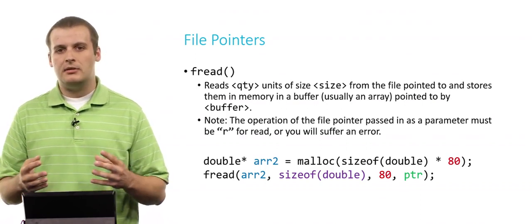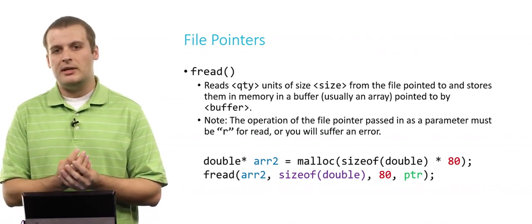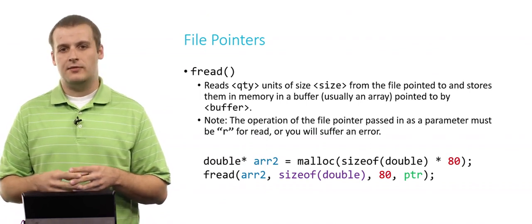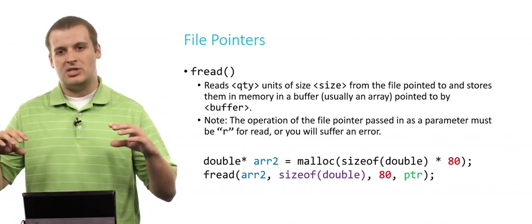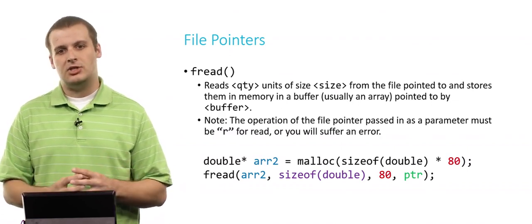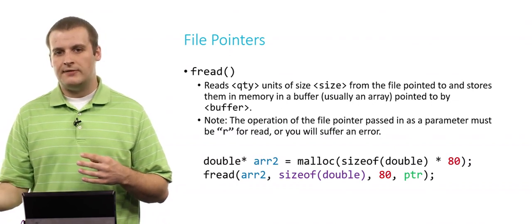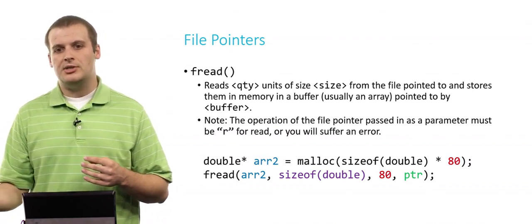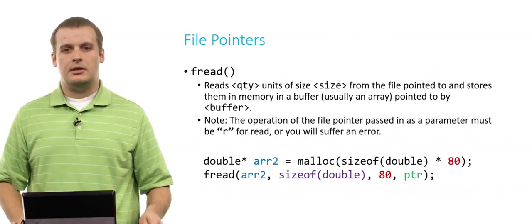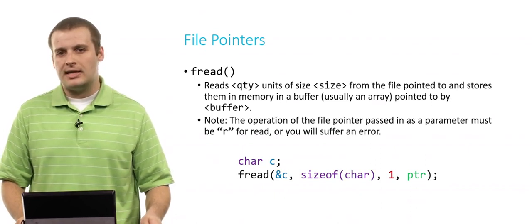But it's still a buffer. In this case, it is holding 640 bytes of information because a double takes up 8 bytes, and we're asking for 80 of them. We want to have space to hold 80 doubles. So 80 times 8 is 640 bytes of information. And that call to fread is collecting 640 bytes of information from the file pointed to by PTR and storing it now in ARR2.